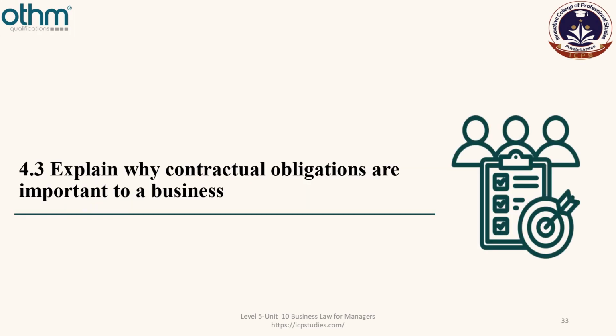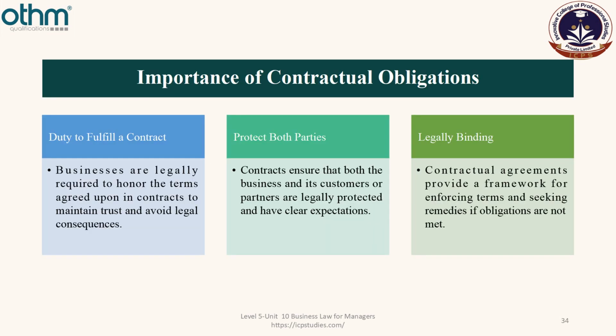Now we have the third assessment criterion, in which we explain why contractual obligations are important to businesses. So in the slide, we will discuss the importance of contractual obligations. There are several importances. The first is its duty to fulfill a contract. Businesses are always legally required to honor the terms agreed upon in the contract to maintain trust and avoid legal consequences. The second importance is that it protects both parties.